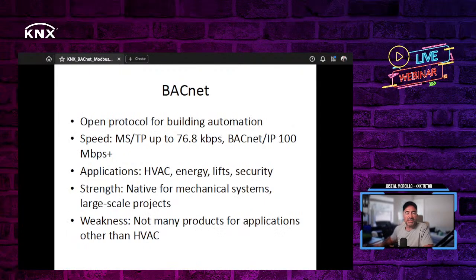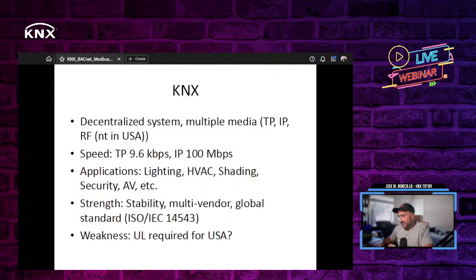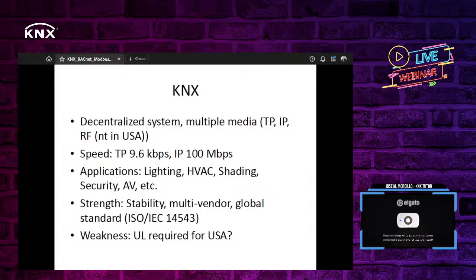All right, so let's talk about BACnet. But let me tell you something about KNX first. If you're familiar with KNX, you know that you need to add devices to the ETS. You need a tool, which is the ETS, the ETS tool.